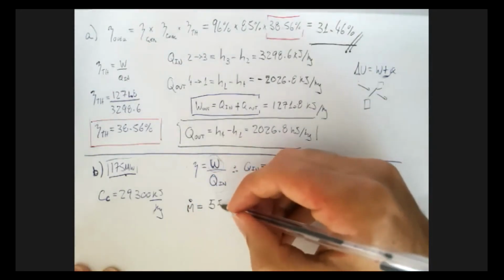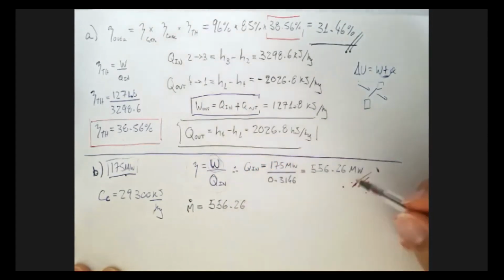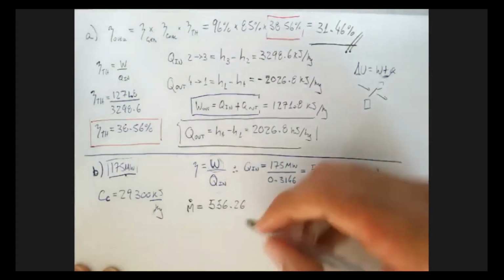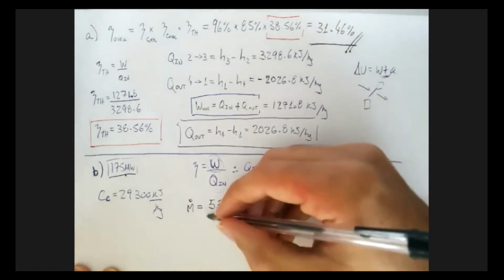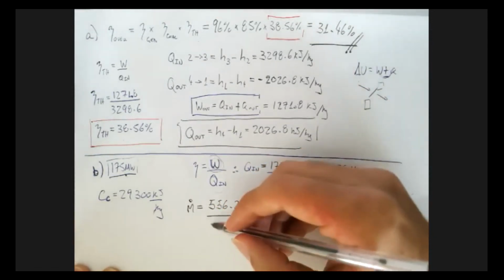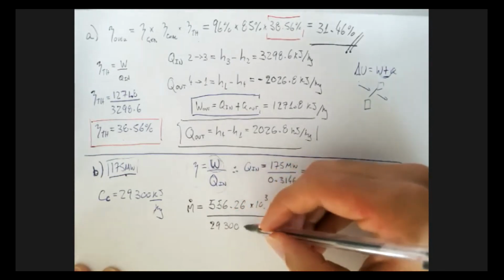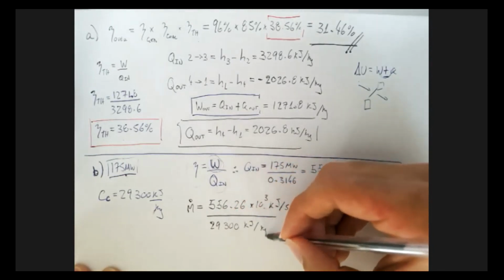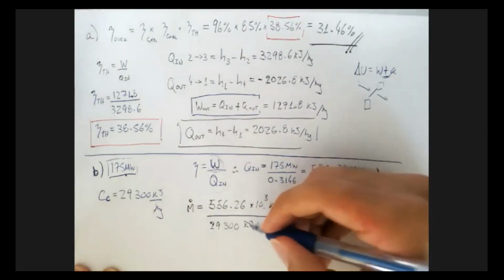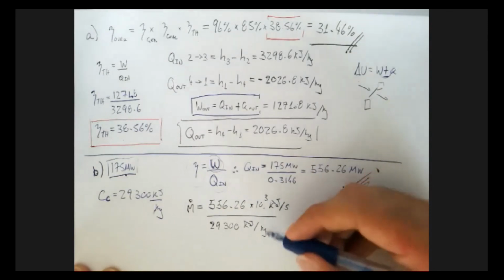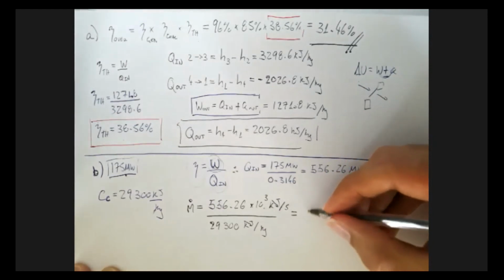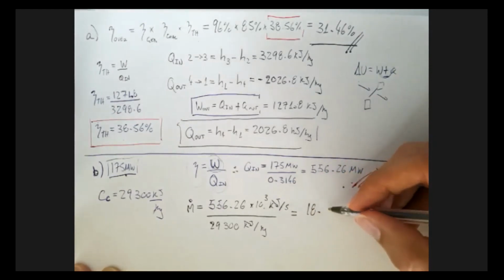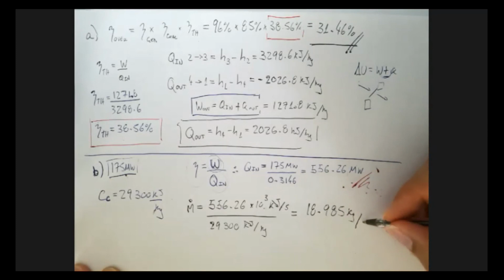So 556.26, and I'm going to convert mega into kilo, so it's kilo on both. So that's going to be times 10 to the third kilojoules per second, right? Kilowatts, same thing as kilojoules per second, divided by 29,300 kilojoules per kilogram. Note that my kilojoules go away. I have seconds on the bottom and I have kilograms on the top because it's dividing the division, so it goes up above. So that's going to be 18.985. Probably approximate that. About 19.